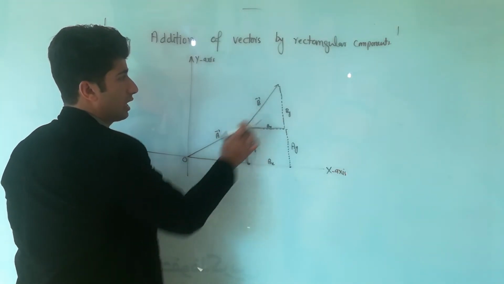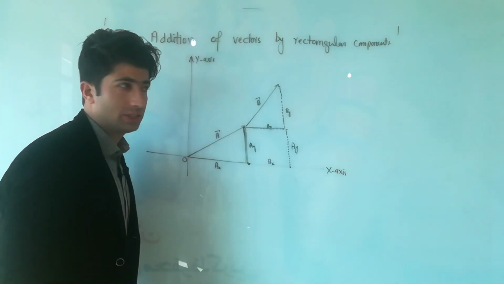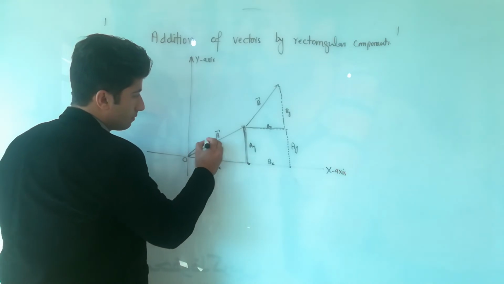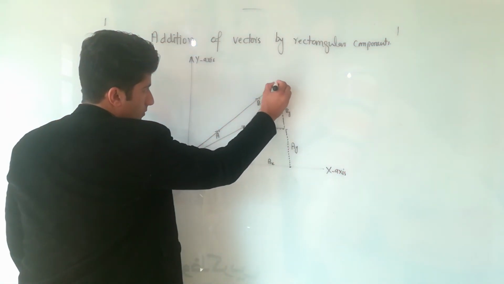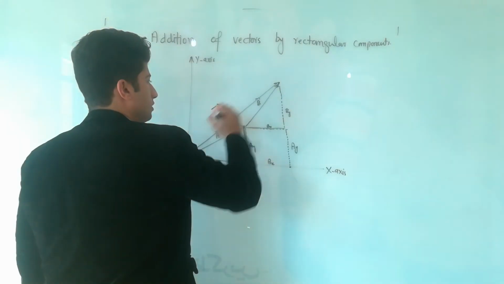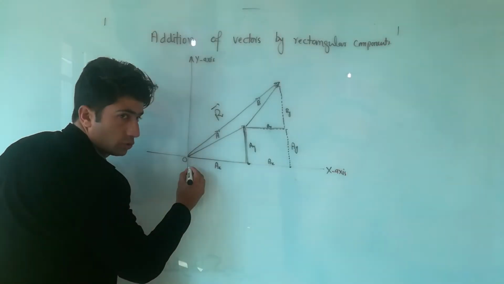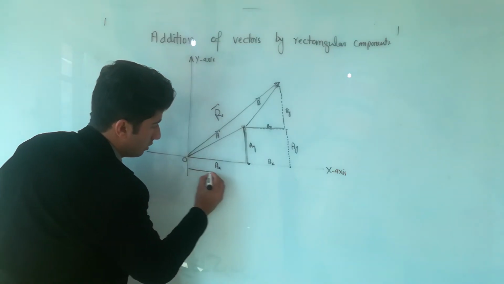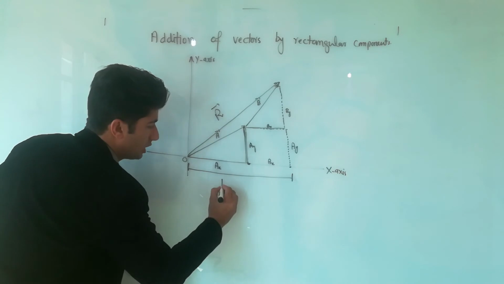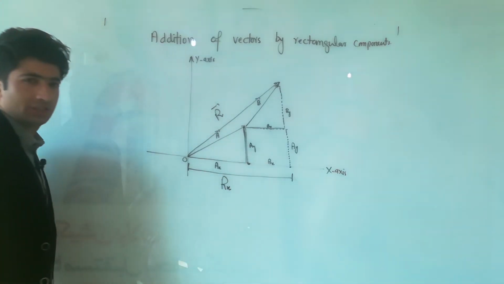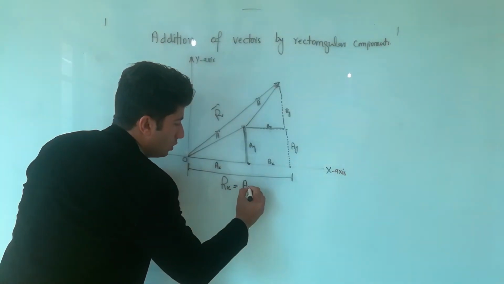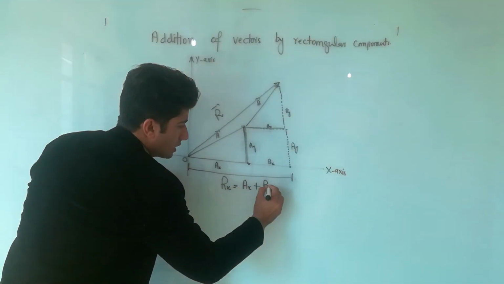What will be the resultant of this vector a and vector b? What will be the resultant of both vectors? It will be like this. So this will be the resultant. Now what is this one? Look here. This is the x component of the resultant. This is Rx, and Rx will be equal to ax plus bx.